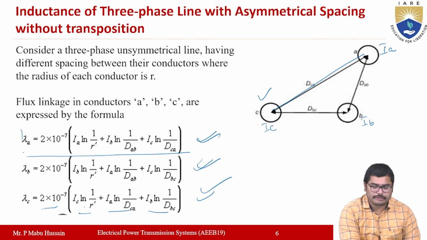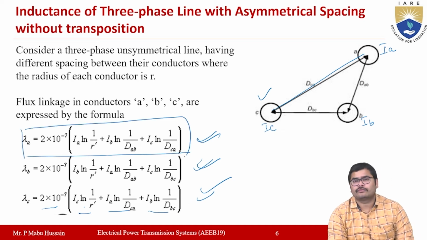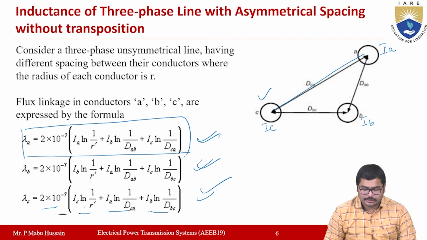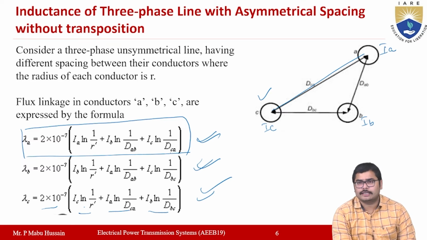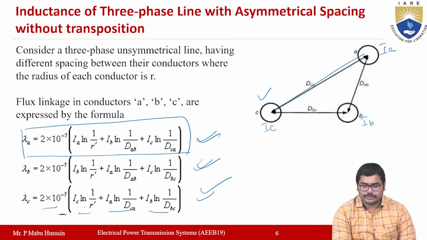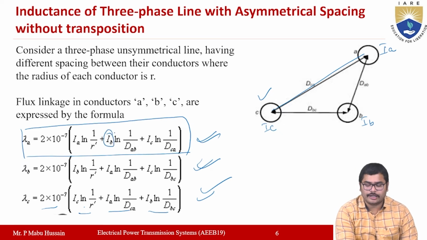First, take the first expression. The flux linkage of conductor A, lambda A, is equal to 2 into 10 power minus 7 times IA into ln 1 by R dash plus IB into ln 1 by DAB plus IC into ln 1 by DCA. Now here, in place of IB, you can write A square into IA.